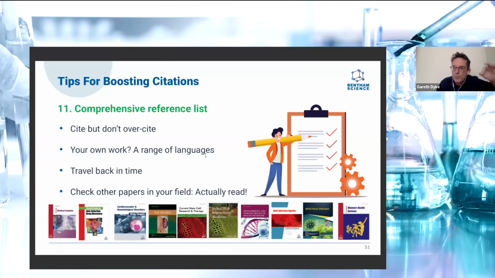Tip number 11. You're going to need a comprehensive reference list, not just your own work, but a range of work that shows you have an overall grasp of the subject area. You are on top of your field. So travel back in time, look at a range of languages, check other papers in your field, and actually read everything that you cite in your reference list. We get lots of papers come to us for editing. Authors have not read the actual papers that they're citing in the reference list.